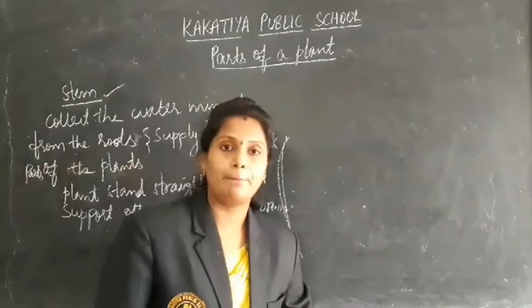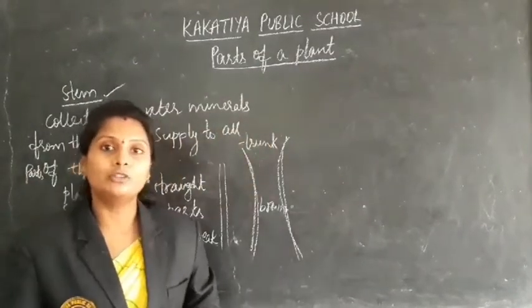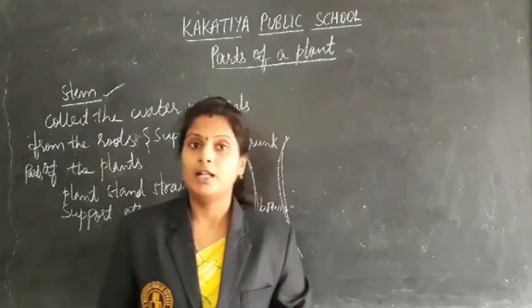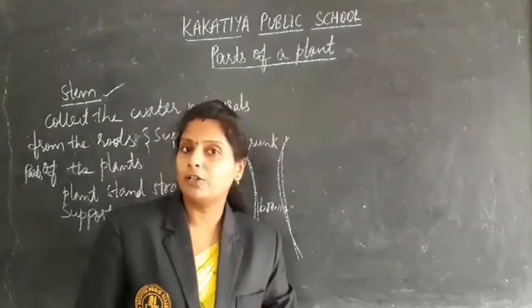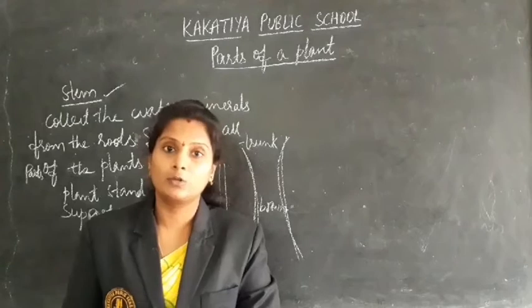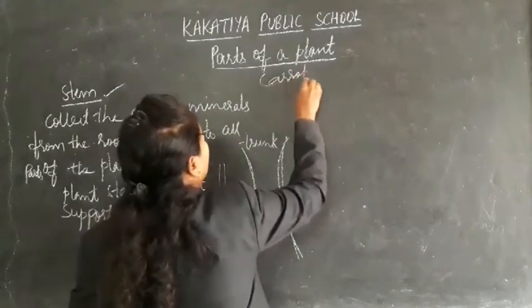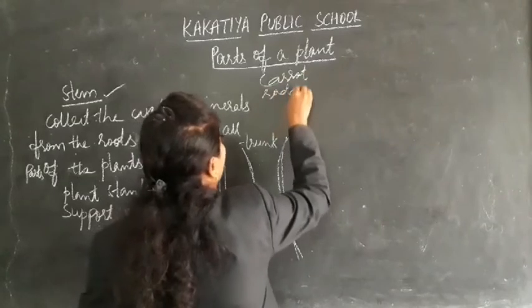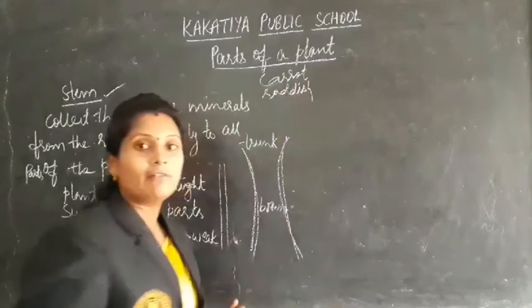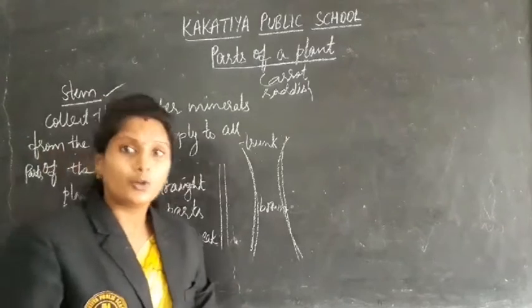Coming to the root, one point I missed, children. Roots will be storing the food. Some plants store the food in their roots. Example, which children? Carrot, radish, etc. Yes, they will be storing the food in the roots.